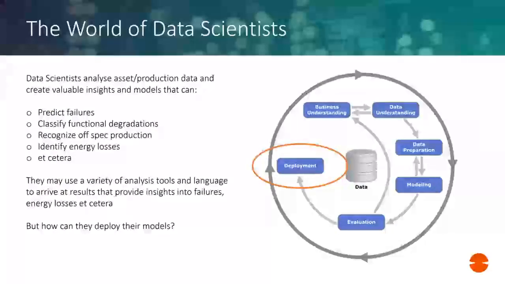The world of data scientists is where data is analyzed to gain insights and try out different analysis models and test to see if they can predict a certain failure or a certain degradation of your asset or process. Once a model has been developed that has good results, for example, an accuracy of predicting failure above 80%, you want to use that result in your live environment such that it provides the insights to production and asset management on a 24/7 basis.